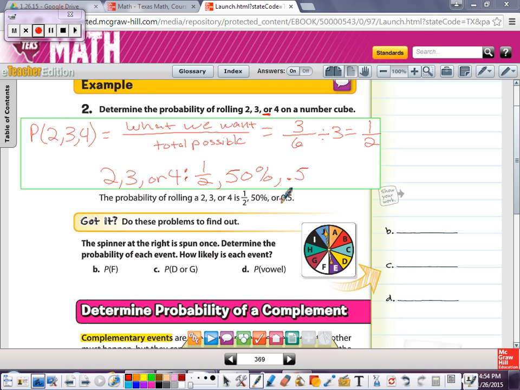Now you use your spinner here to try and determine the probability of each one of these events. And when you're ready, we'll move on to the next example.